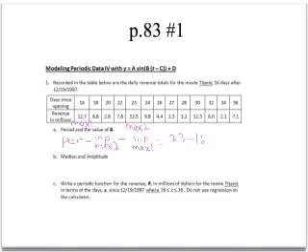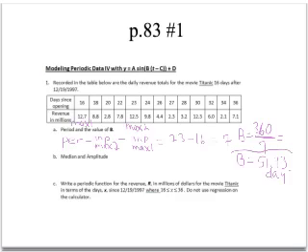And then B is 360 divided by 7, which is 51.43, and the units would be days. Okay. So now we need to find the median and the amplitude.